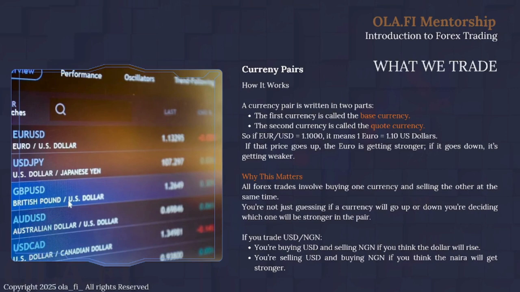So how do currency pairs work? A currency pair is written in two parts. The first currency is called the base currency. The base currency is the one whose price is being quoted. I'll explain that clearly. The second currency is called the quote currency. So if Euro USD is 1.100, it means 1 euro is $1.10. The base currency is the one that is in front, the euro in this case. The base currency is always one, technically.